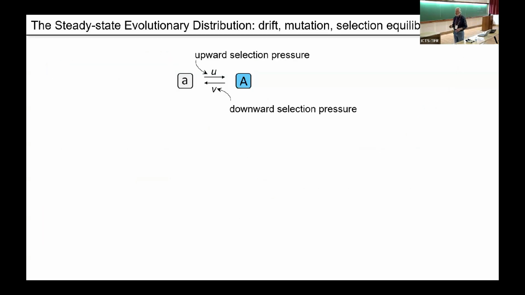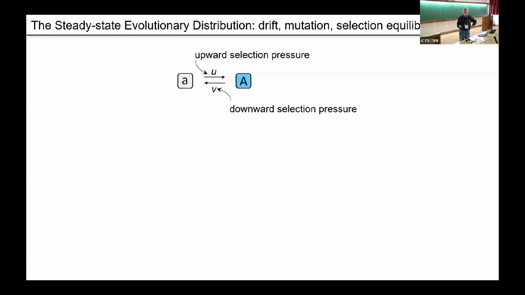So now we want to expand this to think about a simple problem. Let's go back to a two-allele model, the famous big A and little a allele. Both of these alleles are subject to mutation. So little a mutates to big A at that rate, and big A goes to little a at that rate. And one of these alleles might be selectively advantageous, so there might be upward selection pressure or downward selection pressure.